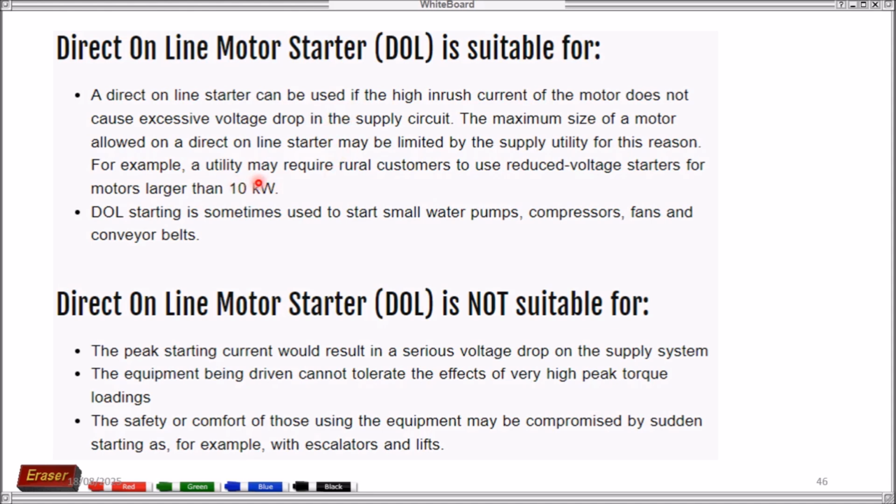So for example, a utility may require our customers to use reduced voltage starters for motors larger than 10 kilowatts, no. So hindi yun pwede, no. DOL is sometimes used to start small water pumps, compressor fans, and conveyor belts, no. So direct online is not suitable if our peak current would cause serious voltage drop, or if the equipment being driven cannot tolerate the effects of high peak torque, and the safety or comfort of the users of the equipment may be compromised by sudden starting, no. For example, escalators and lifts, no? So at the escalator, hindi yan pwede gamitan ng direct online.